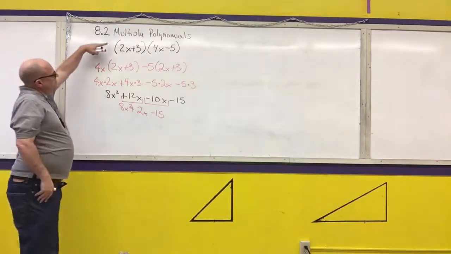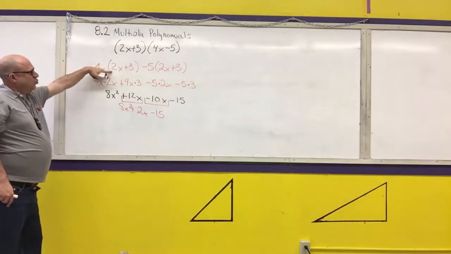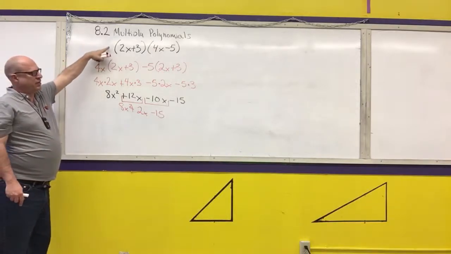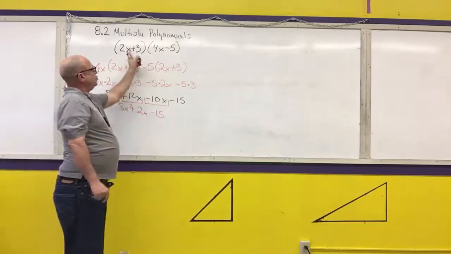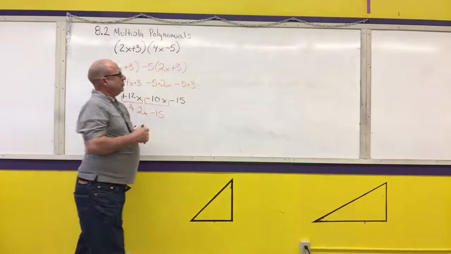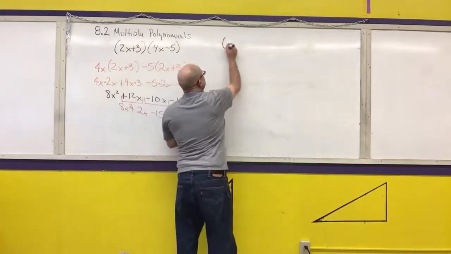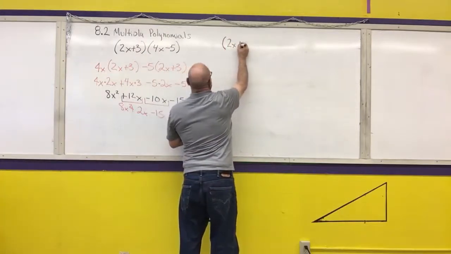So notice the distributive method, I had to use distribution twice because I had a binomial times a binomial. There is a shortcut for the distributive method if you have a binomial times a binomial. And I'm going to show you with the same problem.